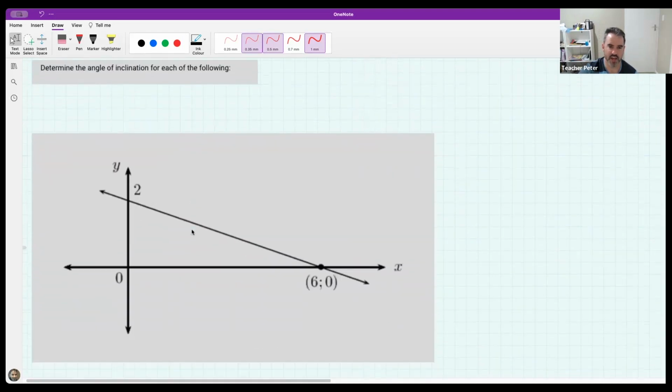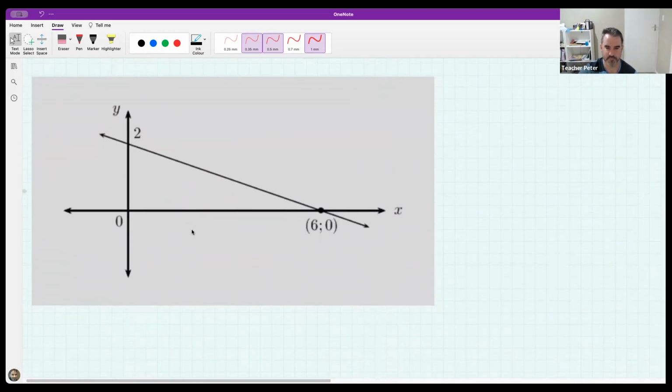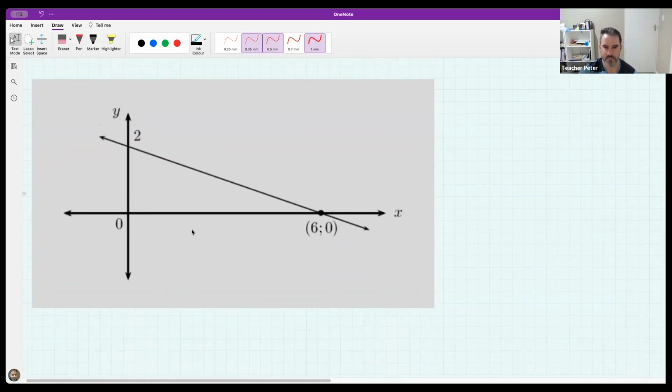I want to look at this situation here. Okay, now I want to work out what is the angle of inclination of this straight line. But the problem is they give me this funny drawing. What do you think I need to do first before I can start to work out what this big blue dot is going to be? What do you think I need to do first?